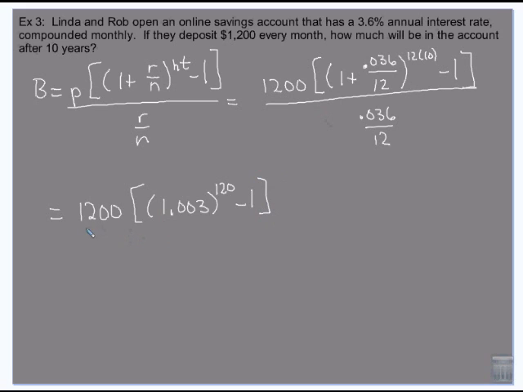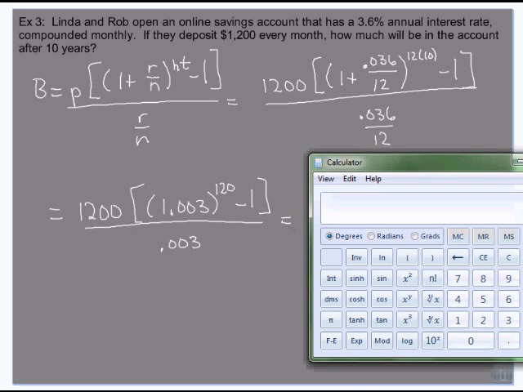12 times 10 is 120, and then this 0.003, same. So I have that 0.003, I add 1 to it, raise it to the power of 120, subtract 1 from it. Let me see if I did that right, sorry. Yes, okay. Subtract 1 from it, and then multiply it by 1,200, and then divide by 0.003.